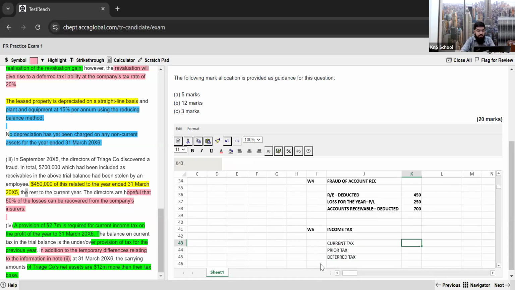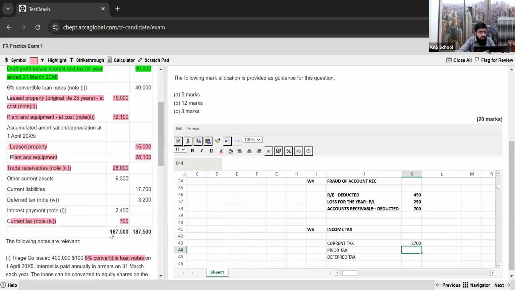So the current tax is already given in the question, which is 2.7 million, which means that it's 2,700. Then we have prior tax, which is given in the trial balance, 700 debit balance. Debit balance means that it's an under provision, so we are going to increase the income tax for the year, which means it will be added. If it had been a credit balance, we would have deducted, which would reduce the income tax for the year. Now, the main task is to calculate the deferred tax.